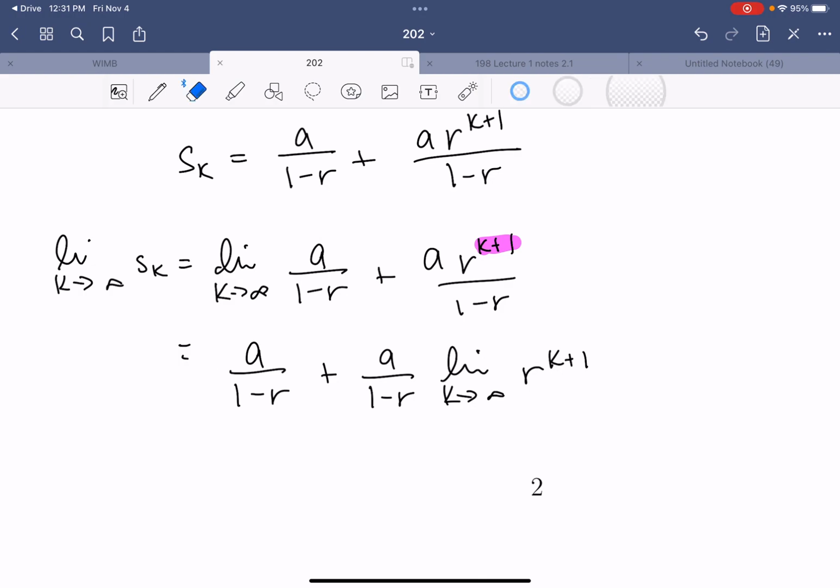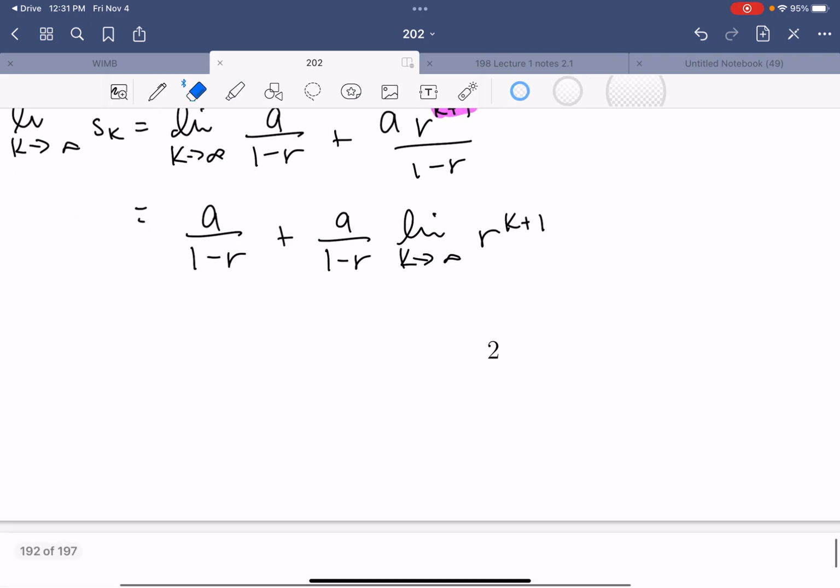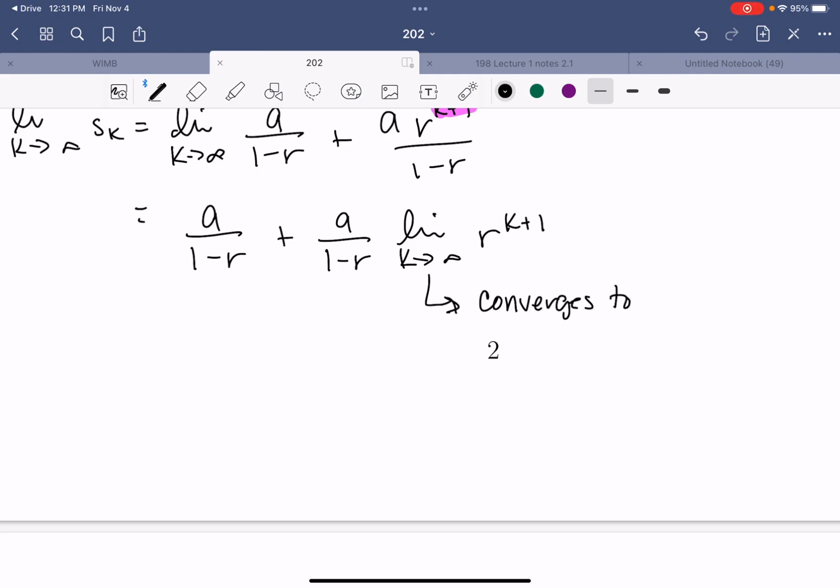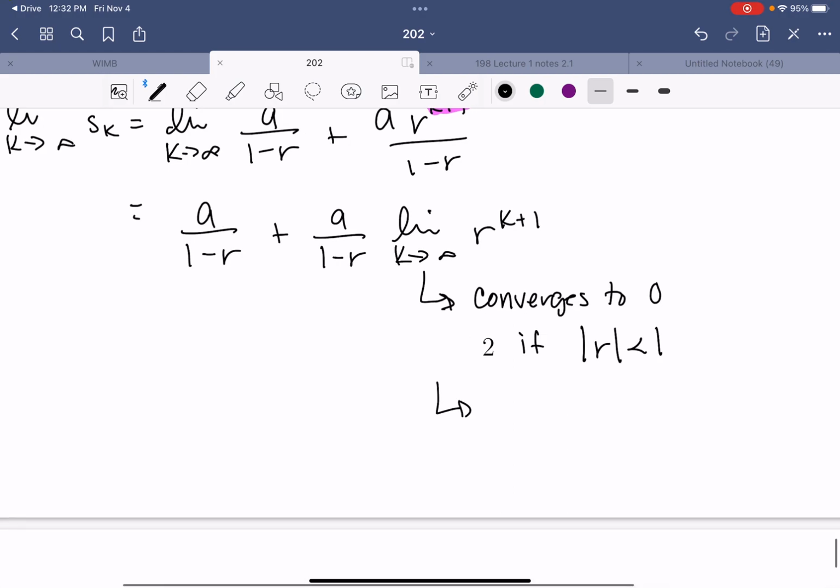And in the last section, we talked about what values of r this converges for. So this converges to 0 if the absolute value of r is less than 1. And it diverges if the absolute value of r is greater than or equal to 1.